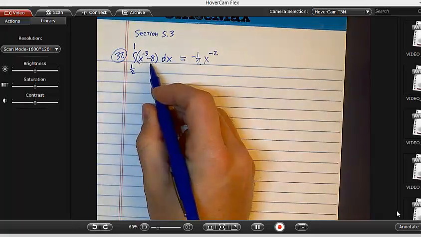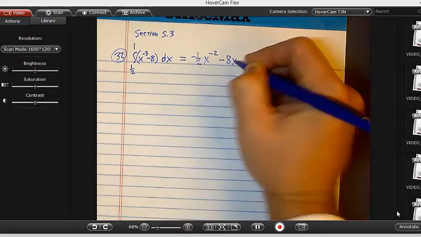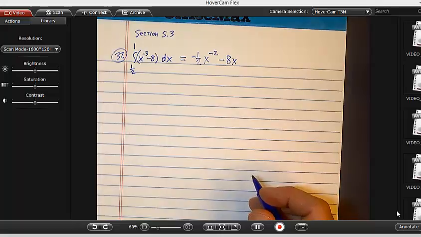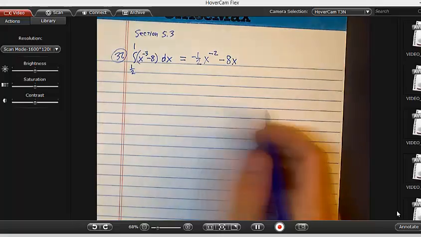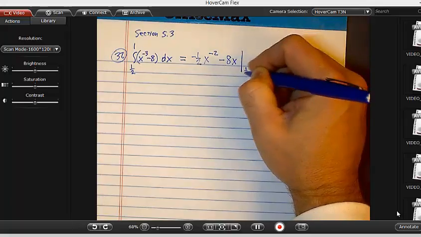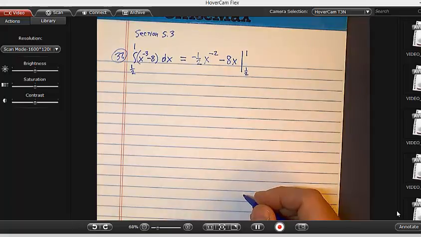And then here I have minus 8. I'm going to make that minus 8x. Okay? And then since it's a definite integral, I don't need a plus c because I would just end up subtracting it. So instead I'm going to write over here the limits of integration. The lower limit is 1/2 and the upper limit is 1. And now I'm going to substitute in.